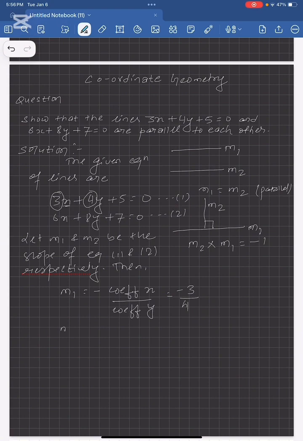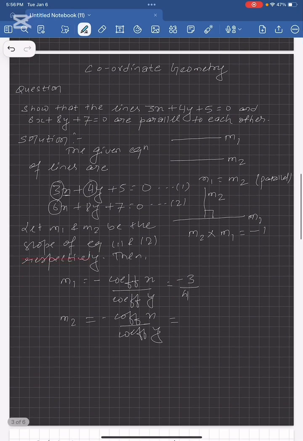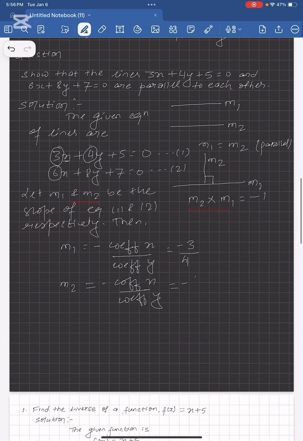So let's find m2 in similar fashion. So for the second line, equation 2, the formula for slope is the same, minus coefficient of x by coefficient of y. So here the coefficient of x is 6. So it's -6 by, and y is 8. So if we cancel this, 2 3s are 6, 2 4s are 8, it's -3 by 4.